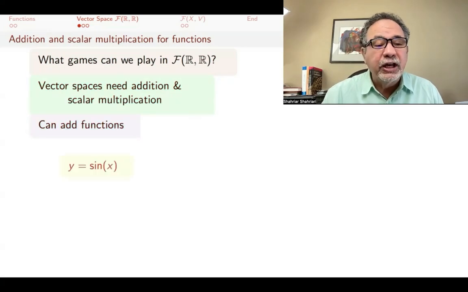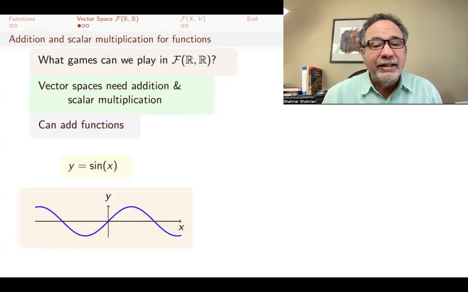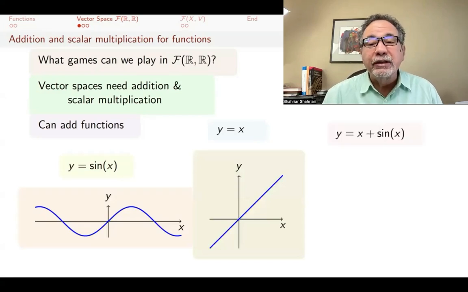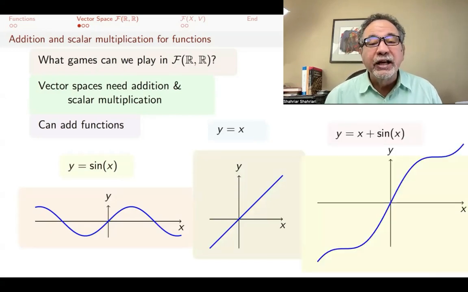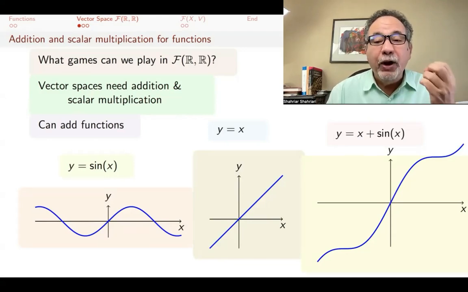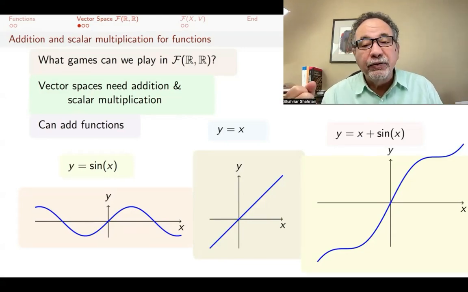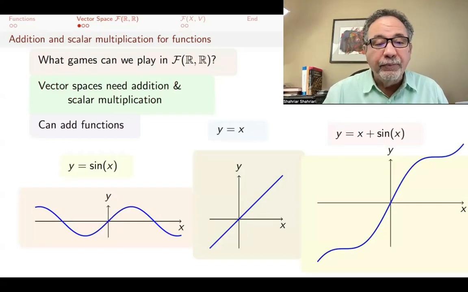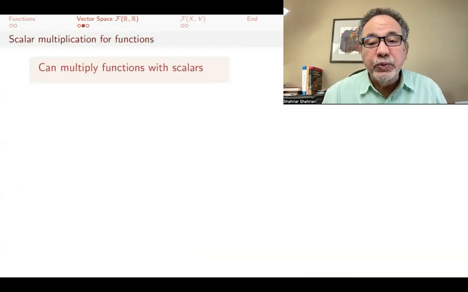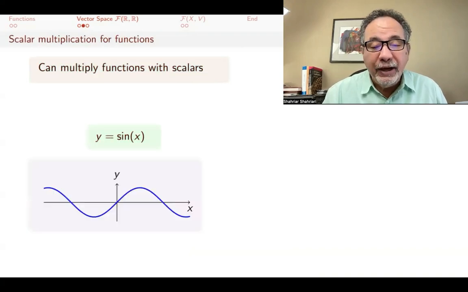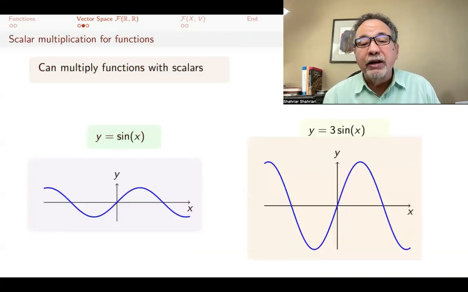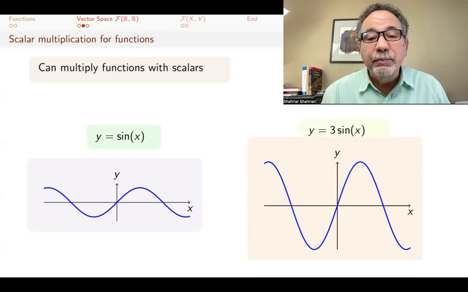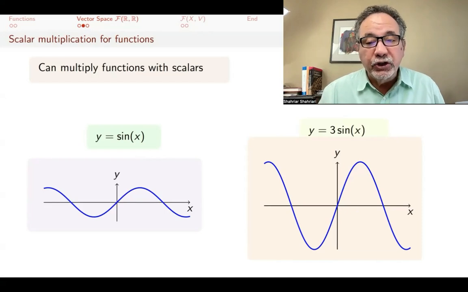We can add functions. For example, y equals sine of x, that's this function, and y equals x is that other function, and we can add them, and you can get the function x plus sine of x. And you can do that with any two functions. If you have a function in F(R,R) and another function in F(R,R) and you add them, you get yet a third function in F(R,R). You can also multiply functions with scalars. For example, y equals sine of x and y equals 3 times sine of x. That's another function from R to R. By multiplying a function by a scalar, by a number, you can get another function in F(R,R).